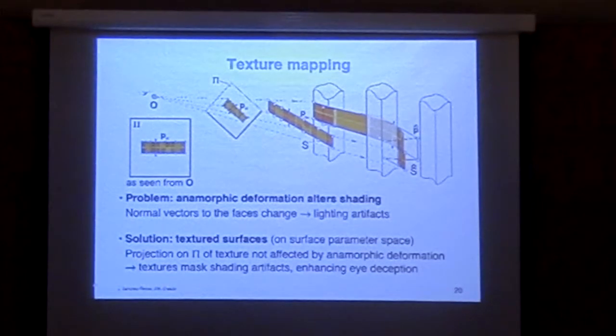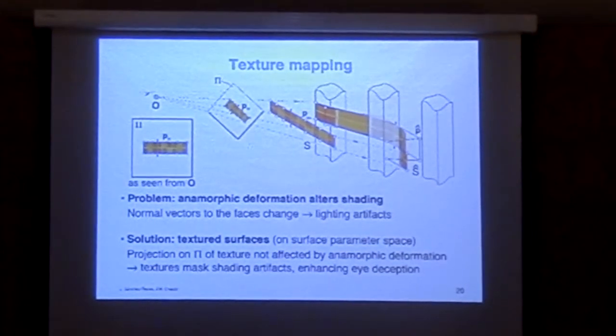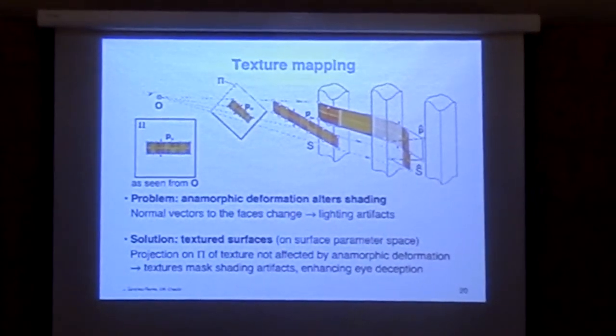So you add some texture to the surface, and once again, as in the case of those streaming curves, if you define the texture on the domain of the surface, it doesn't change when you carry out this deformation. So you see that the texture is just the same in the initial model and in the deformed model, and that enhances the deception.